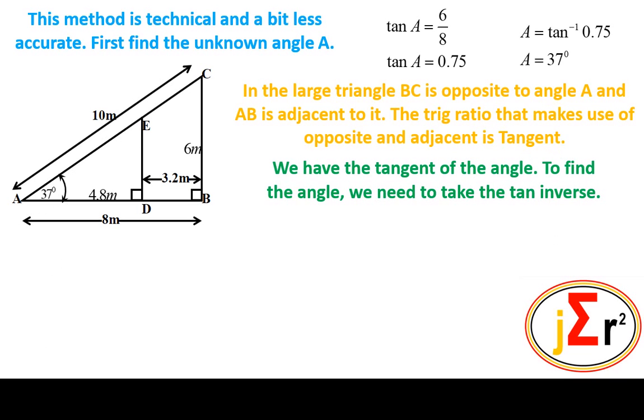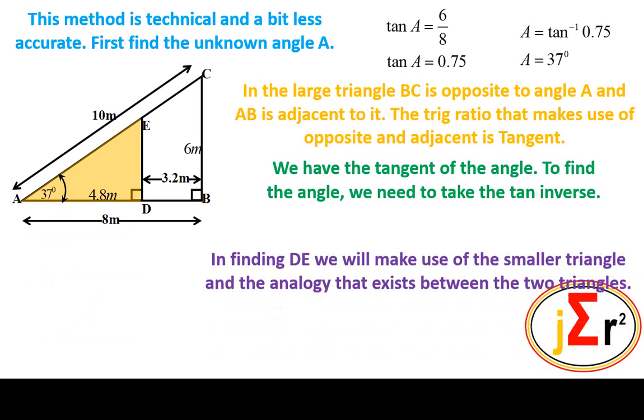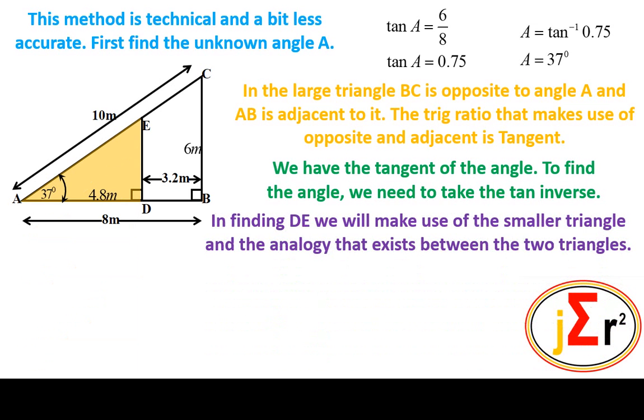And as we say, hindsight is 20/20, because in the long run, we will see that we did not really have to find the actual angle A, and we will see that in a few seconds. We have the angle A. In finding DE, we will make use of the smaller triangle, of which DE is one of its sides, and also the analogy that exists between the two triangles.